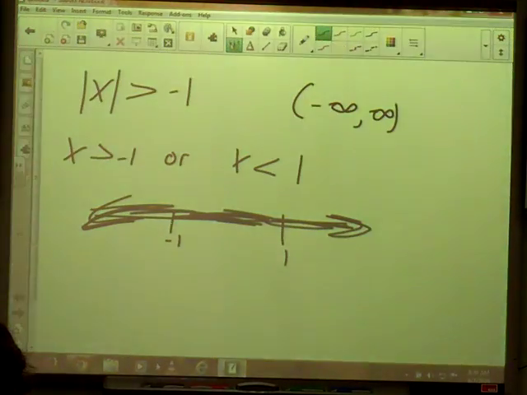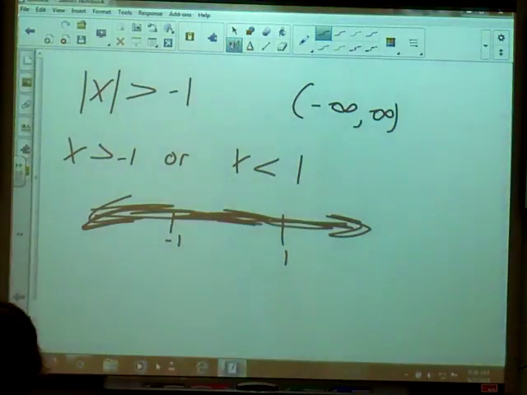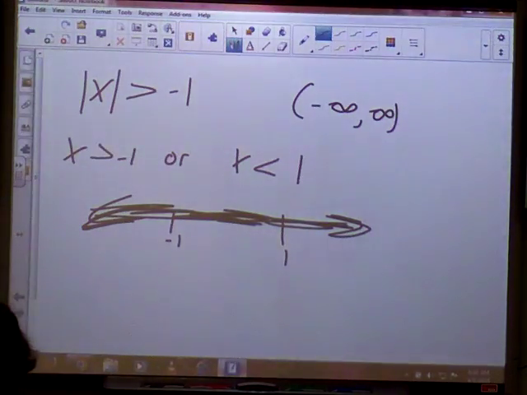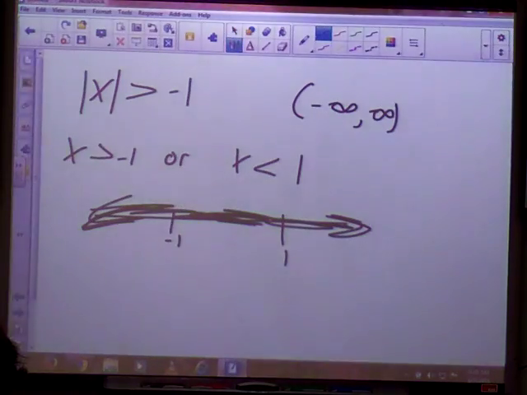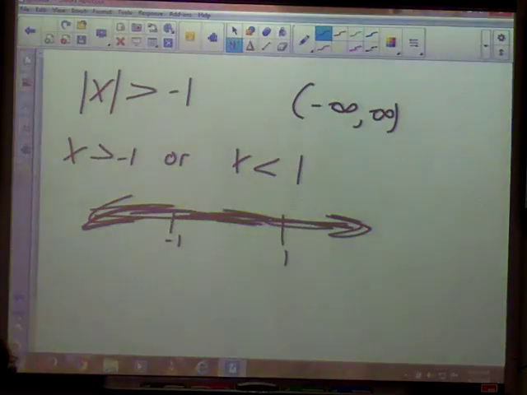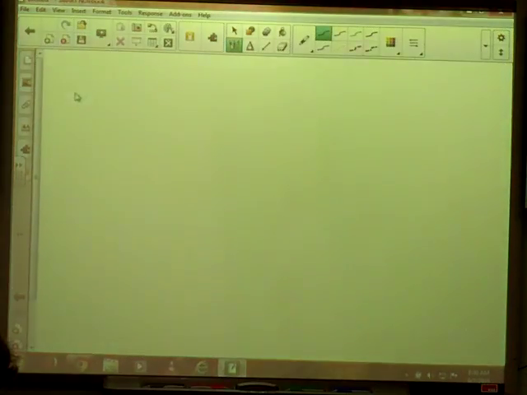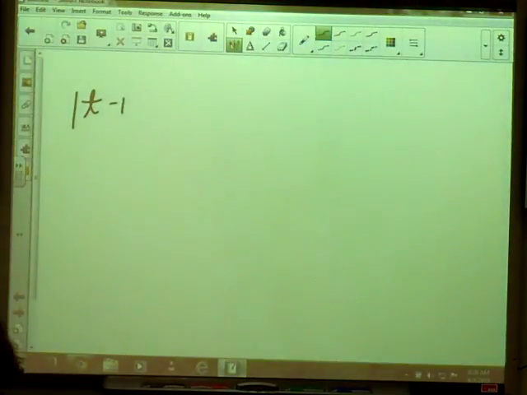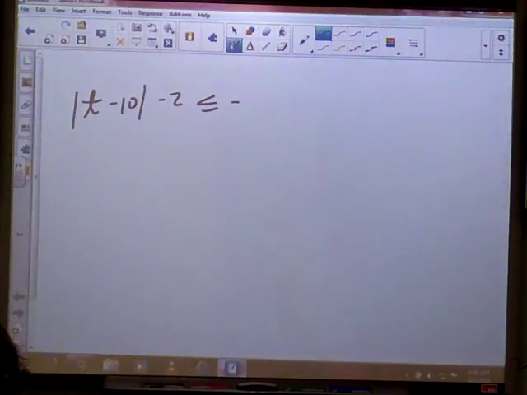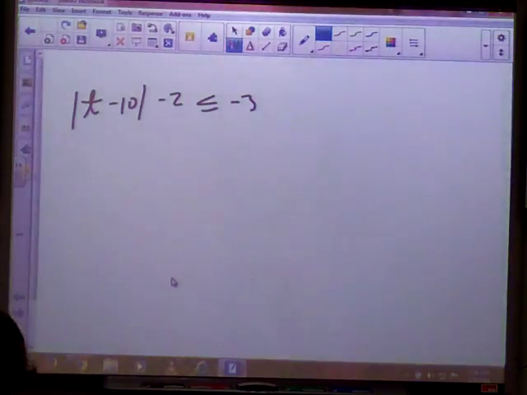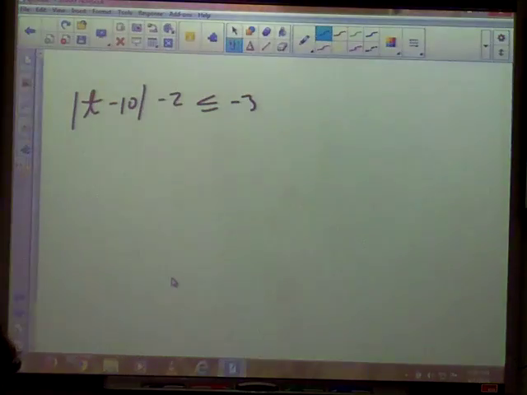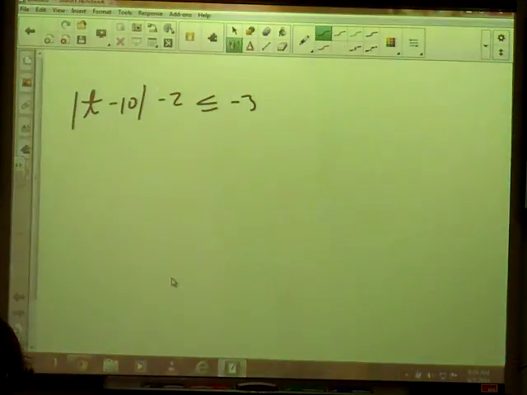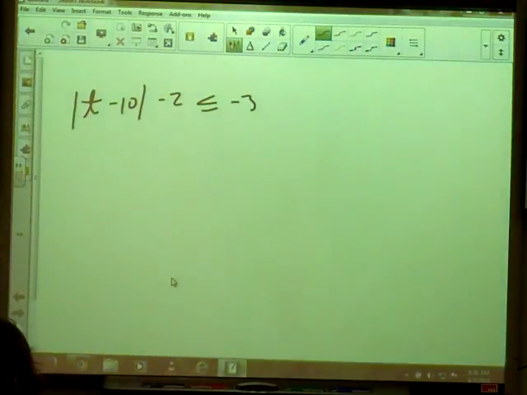Okay, let's look at another, got two more special kinds of situations. Good. This one says absolute value of t minus 10 minus 2 is less than or equal to negative 3. Alright, we looked at this a second ago. What do we need to do before we can even write our two new problems? Add 2. Good, we got to get rid of that minus 2, so we're going to add 2 to both sides.